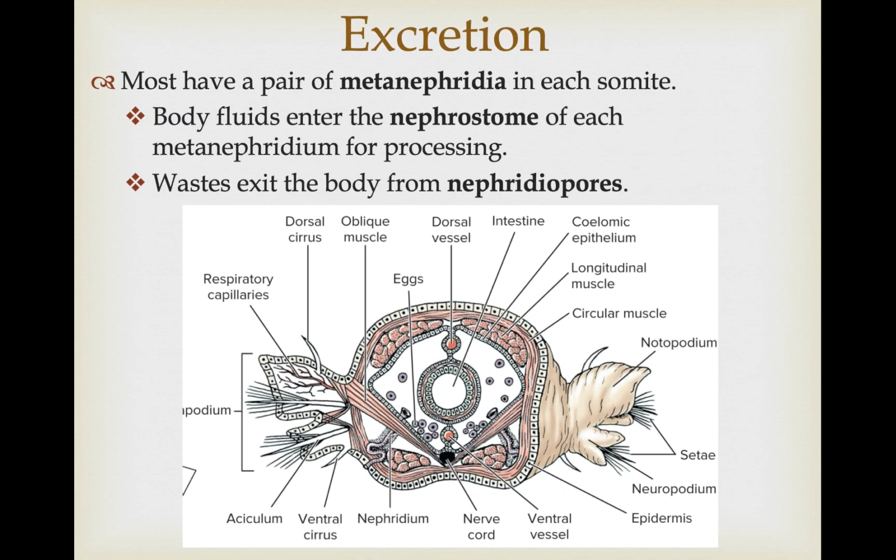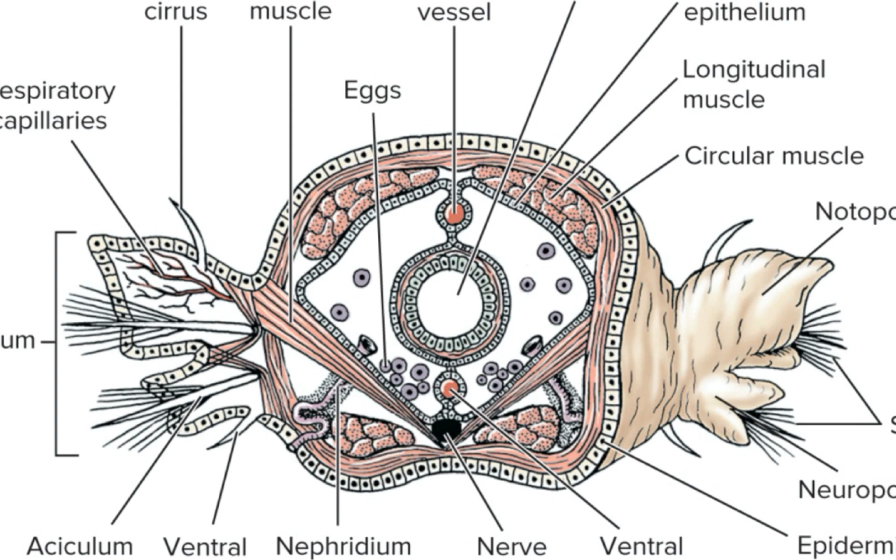As far as excretion, getting rid of nitrogenous waste, they have metanephridia. There are a pair of them in each somite. So here you can see one nephridium in this side, another nephridium in this side. So there's a pair in this one somite. The nephrostomes are picking up fluids from the coelomic cavity, and then the nephridiopores are opening onto the outside of the body, and that's where the nitrogenous wastes are going.